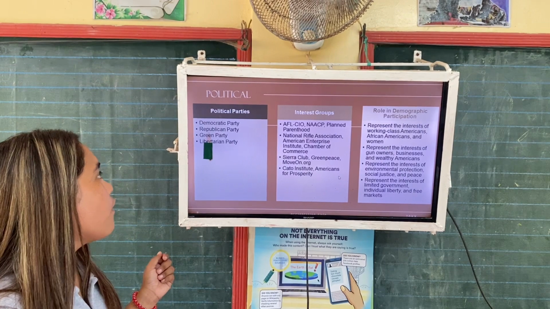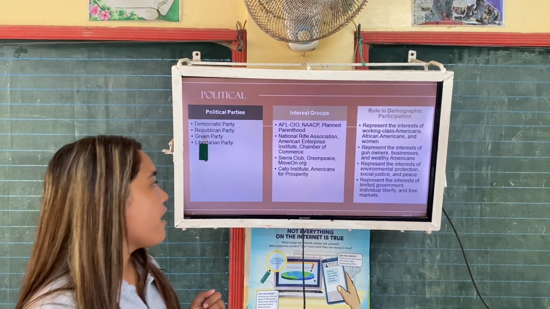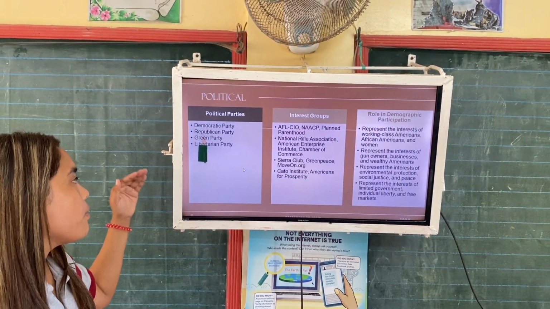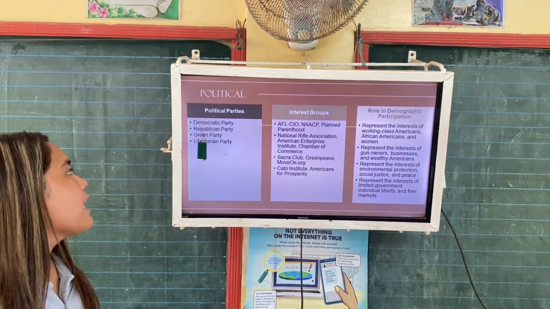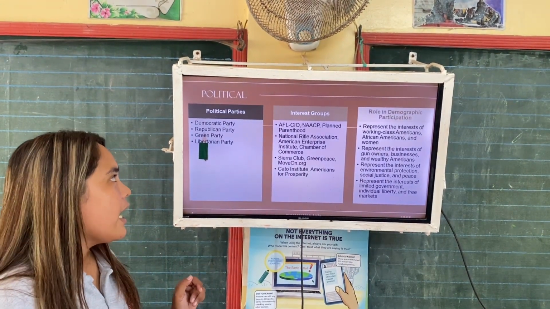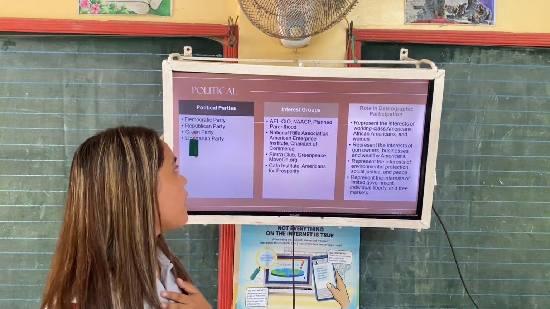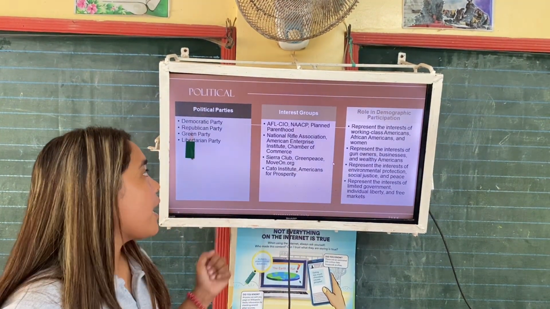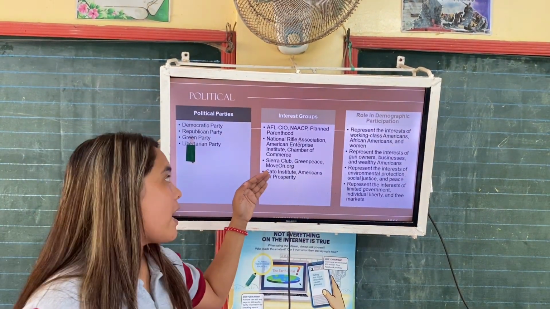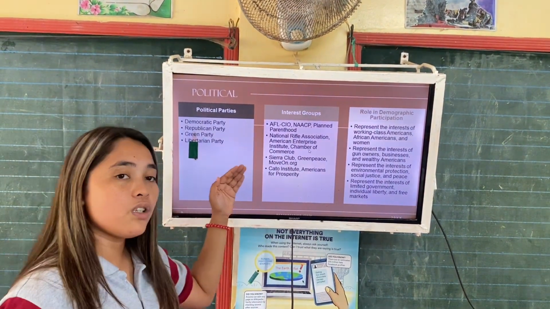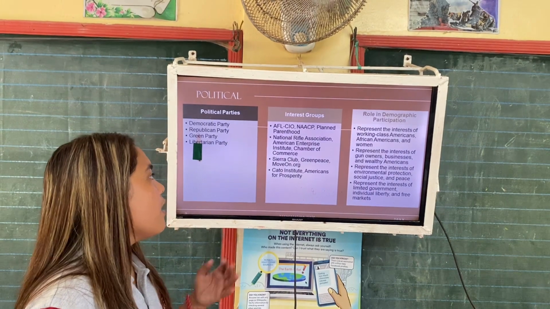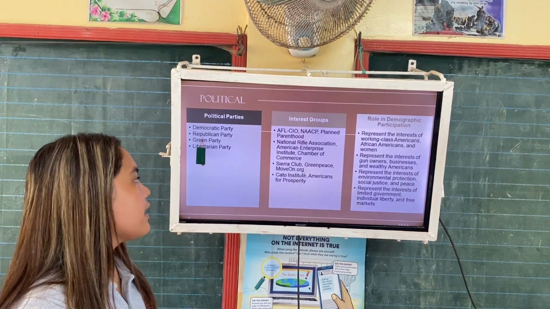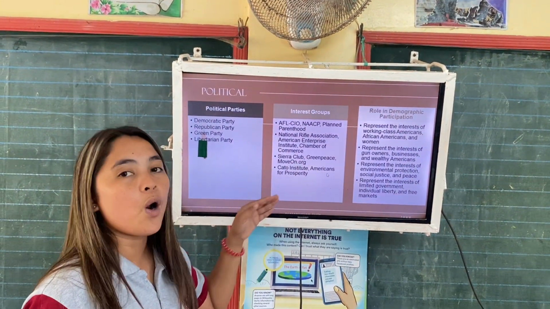And then next, we'll move on to the political aspects of the USA. So these are some of the political parties of the USA. These are the Democratic Party, the Republican Party, Green Party, and Libertarian Party. And then, in terms of interest groups, we have here the AFL-CIO, the NAACP, and Planned Parenthood. And then next, we have National Rifle Association, American Enterprise Institute, Chamber of Commerce. And then we also have here Sierra Club, Greenpeace, MoveOn.org, and then Cato Institute, Americans for Prosperity.